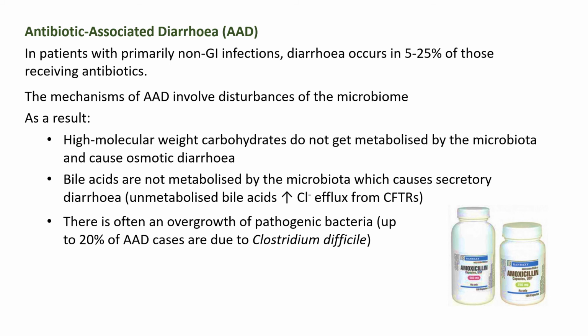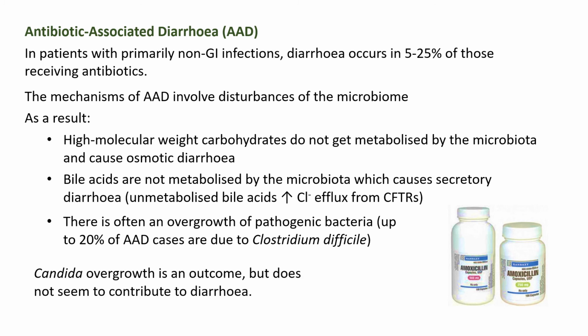And of course, the other role of the microbiota is to compete with pathogenic bacteria and prevent their colonization. So without them, we get overgrowth of pathogenic bacteria. And up to 20% of antibiotic-associated diarrhea cases are due to Clostridium. Of course, Candida overgrowth, everyone talks about it. That could happen, but it doesn't seem to have an impact on diarrhea.